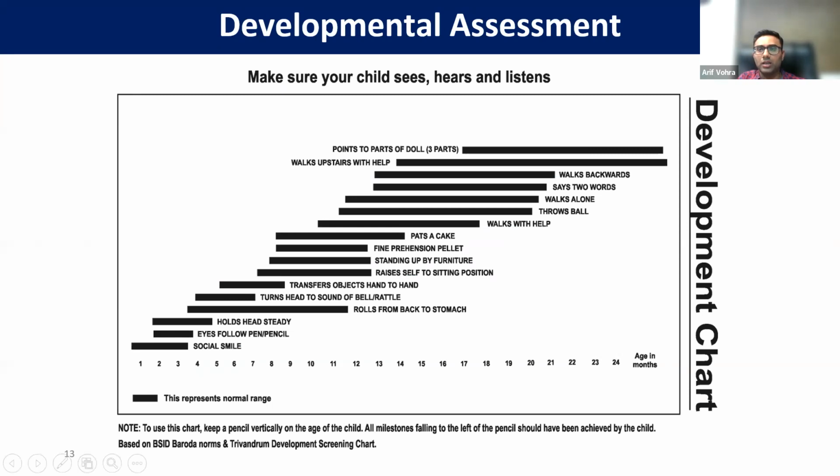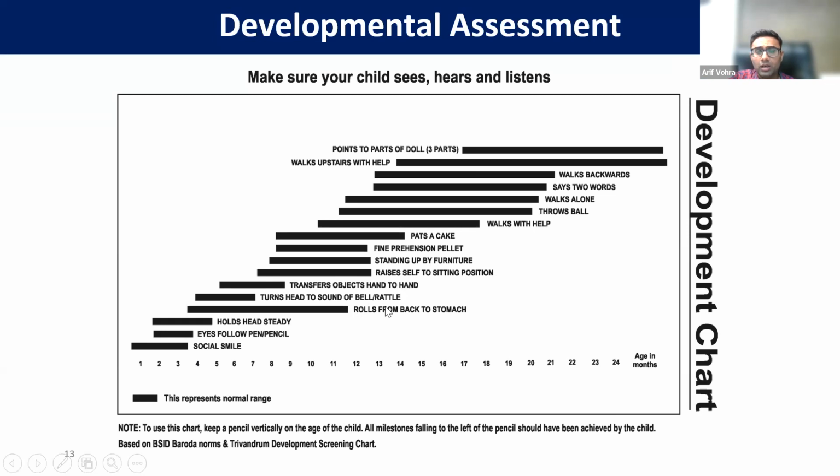Now this is the chart that we use for the developmental assessment of a child. This is the Denver chart. At the bottom you can see the age in months, and a block which represents the normal age for a particular developmental milestone. A social smile is a milestone that every child should have achieved by the age of 3 to 4 months. If any child is not achieving a social smile after 4 months of age, it suggests a developmental delay.